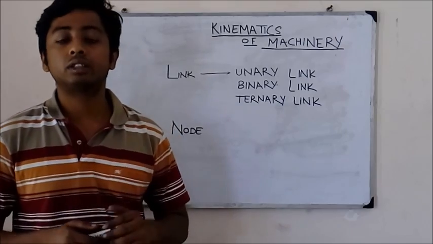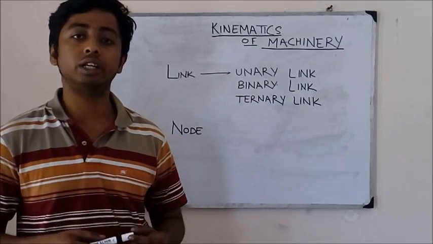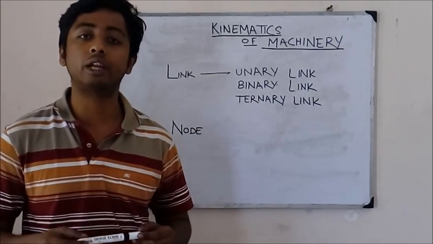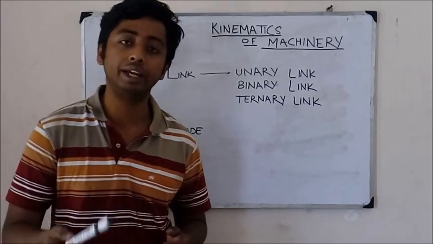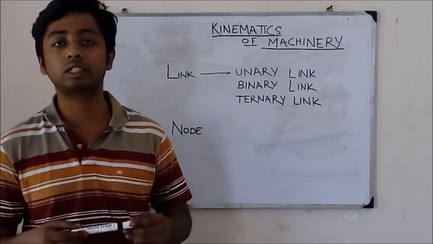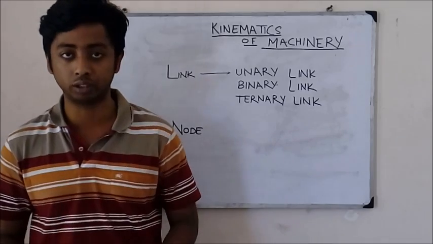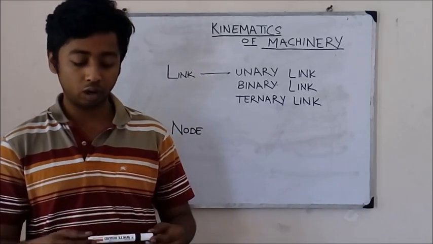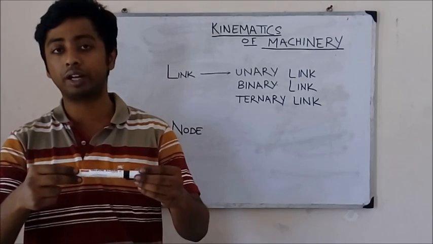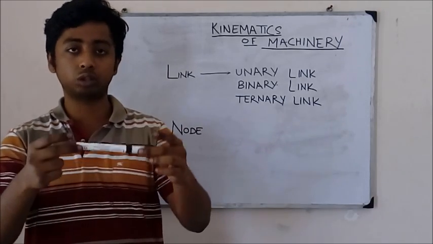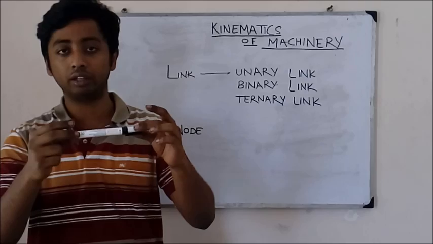So guys, let's start with links and nodes. What is a link? Link is one of the most basic things in kinematics of machinery. Starting with the definition, a link is that part of a machine which has some relative motion with respect to another part of a machine. For example, let's take this marker in my hand. This marker has some relative motion with respect to my right hand. You can see it well. So this is a link.